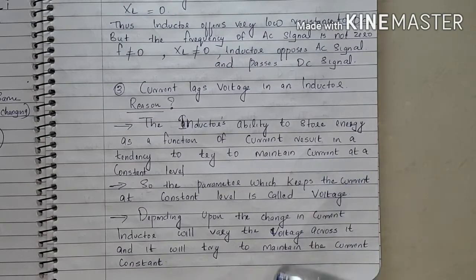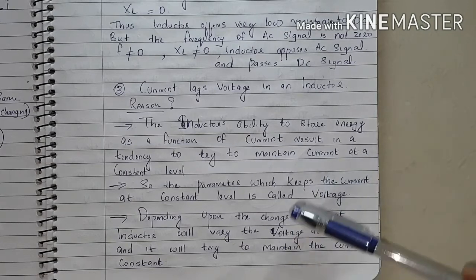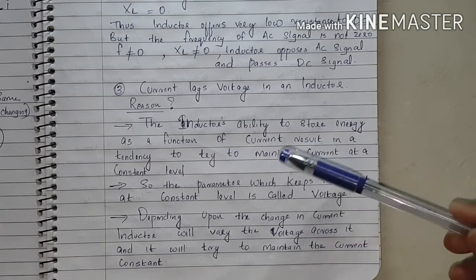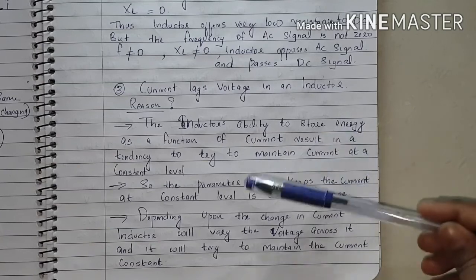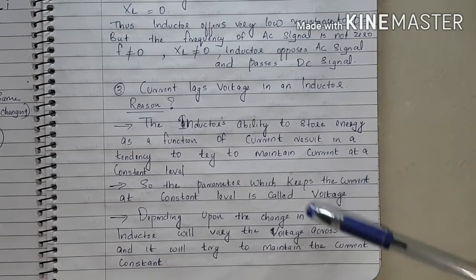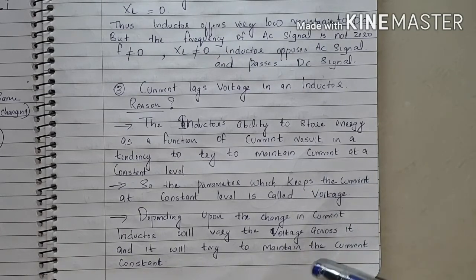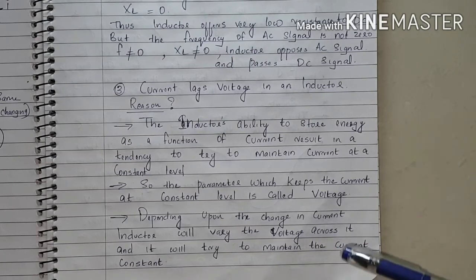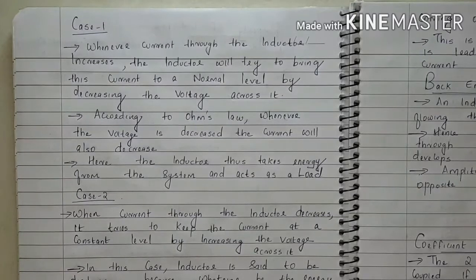We'll discuss the reason why current lags voltage in an inductor. The inductor's ability to store energy as a function of current results in a tendency to try to maintain current at a constant value. The parameter which helps the current to maintain at a constant level is voltage. Depending upon the change in current, the inductor will vary the voltage across it and try to maintain the current constant. We will discuss it through two cases.